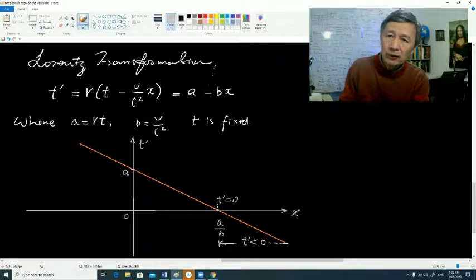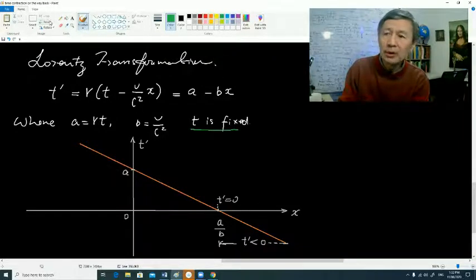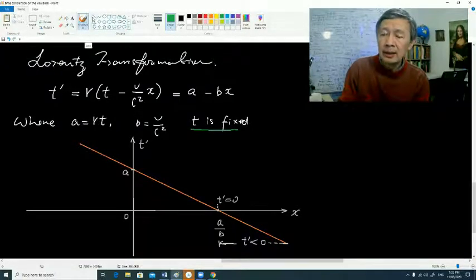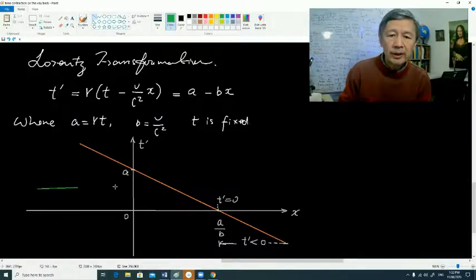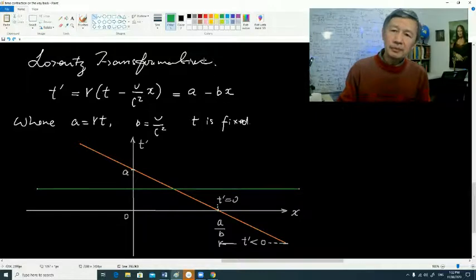Another thing is, since t is a fixed constant, we should be able to simply draw a straight line to represent this particular constant. As I said, t is fixed, so I just draw an arbitrary straight line to represent this constant t. Then something interesting happens: there is another intersection here.